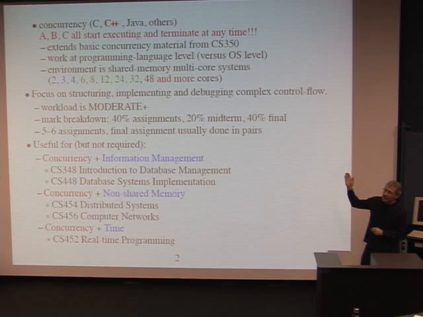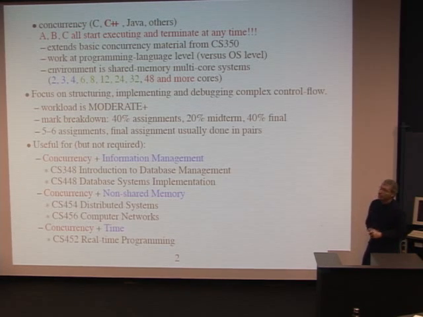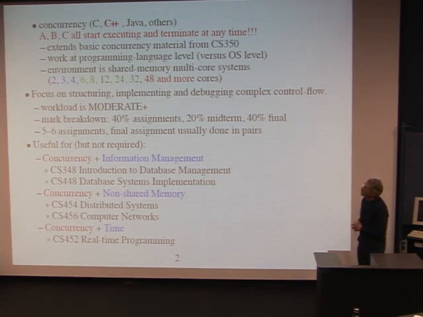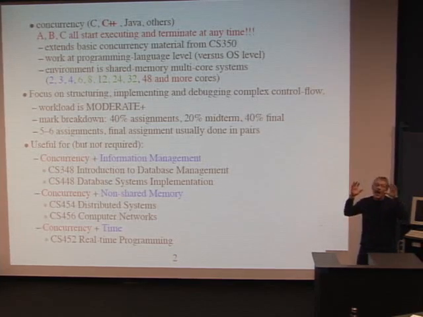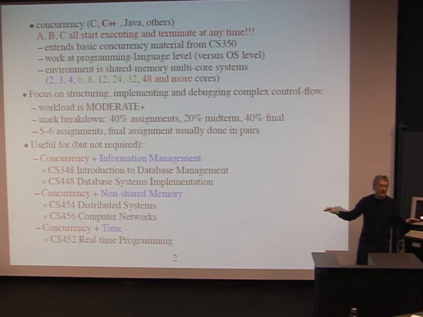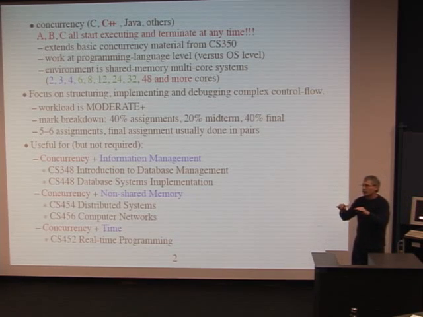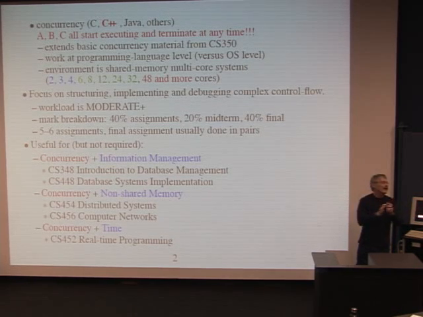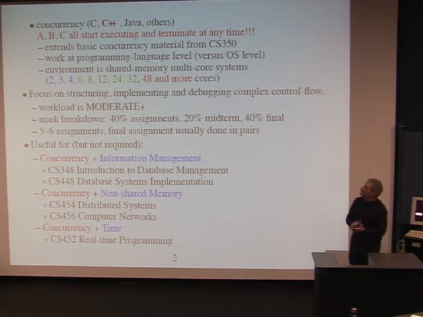So we're basically going to extend the material that you will take in CS350. We're going to be working inside of the programming language versus inside of the operating system. So in the operating system, a lot of the concurrency is hidden. In the language, we're going to try and expose it as much as possible and play around with it.